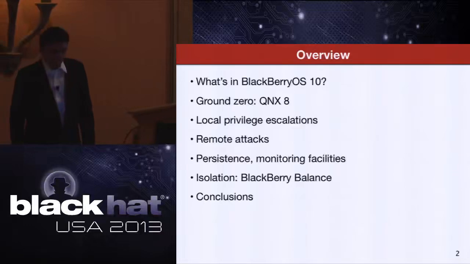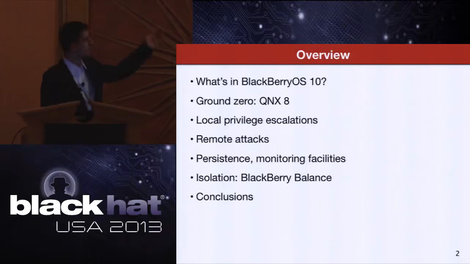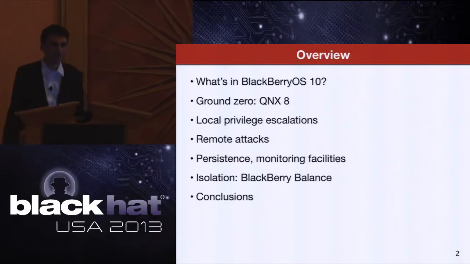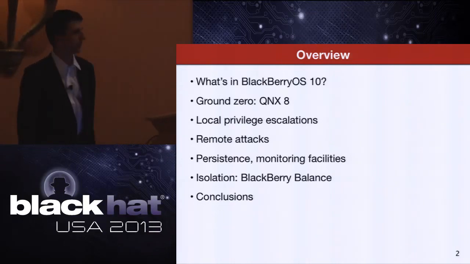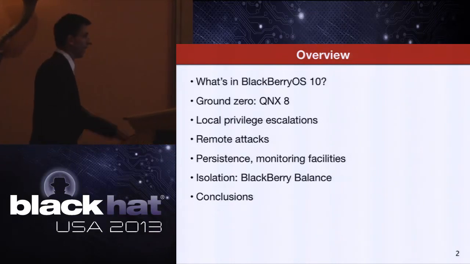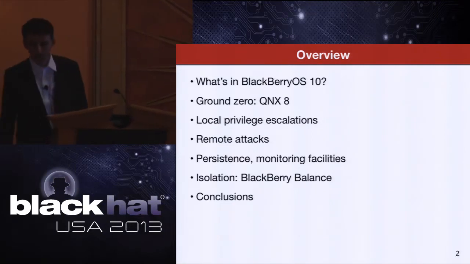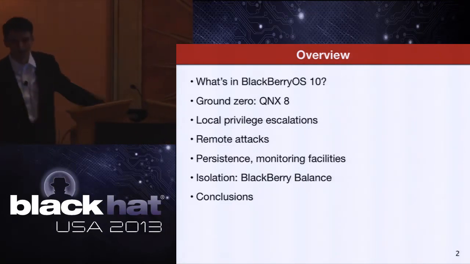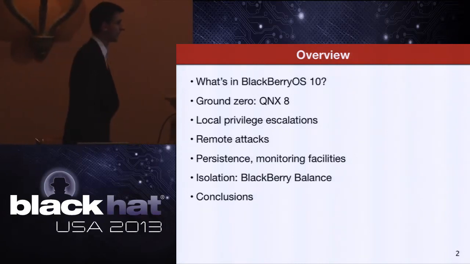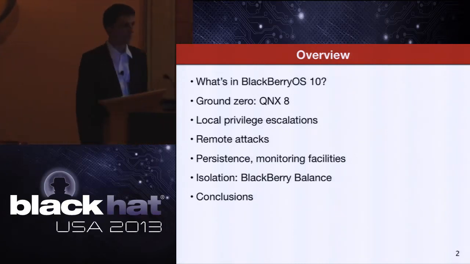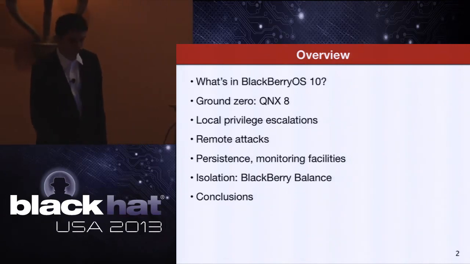So I'll give you a quick overview. I will start with what is BlackberryOS 10, what are the components that it is made of. Then we'll look at ground zero, which is QNX 8. We'll look at examples of possible local privilege escalations, the remote attack surface, persistence on the device and monitoring facilities, as well as isolation that is called BlackBerry Balance in this scenario, and I present some quick conclusions.